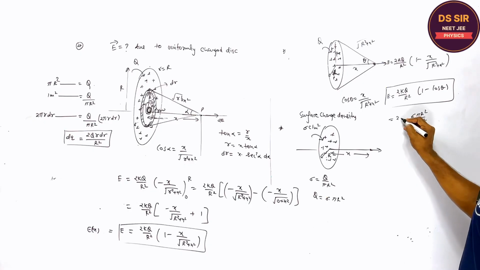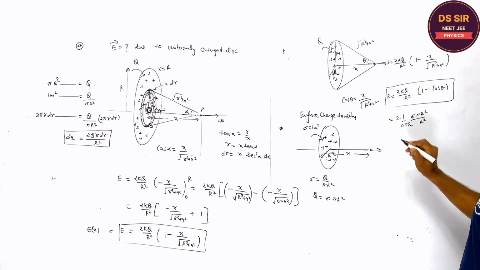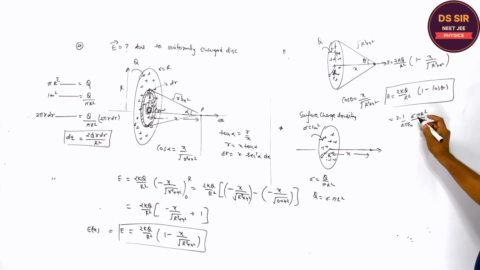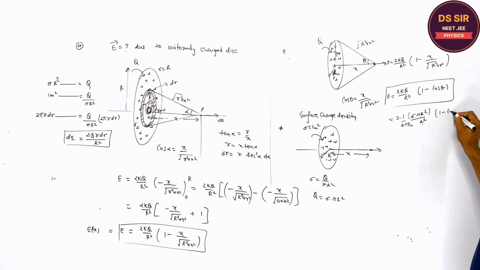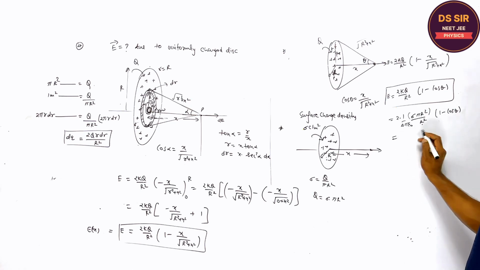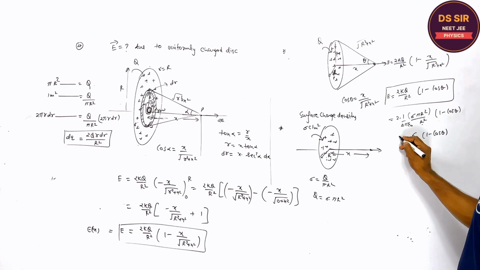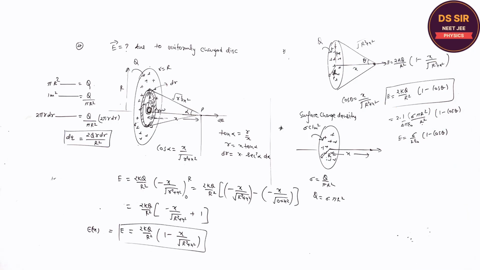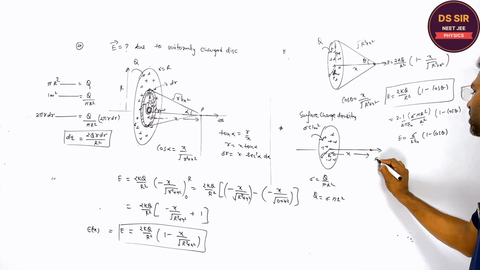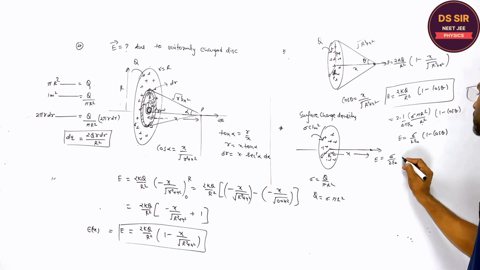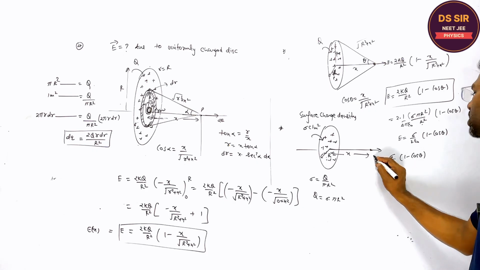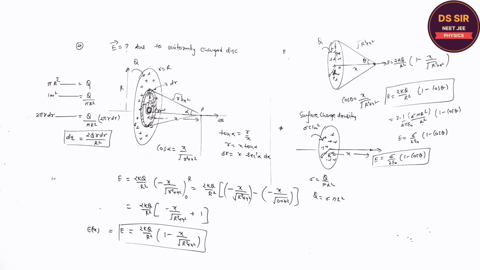What is the value of k? K is nothing but 1 upon 4 pi epsilon naught. This is the q, this is the r square, 1 minus cos theta. Now it becomes simpler. Pi r square is cancelled out, 2 upon sigma naught, 1 minus cos theta. So this is the electric field, right? The electric field at this point is nothing but sigma upon 2 epsilon naught, 1 minus cos theta, in terms of surface charge density. Is it clear or not? Right, copy this.